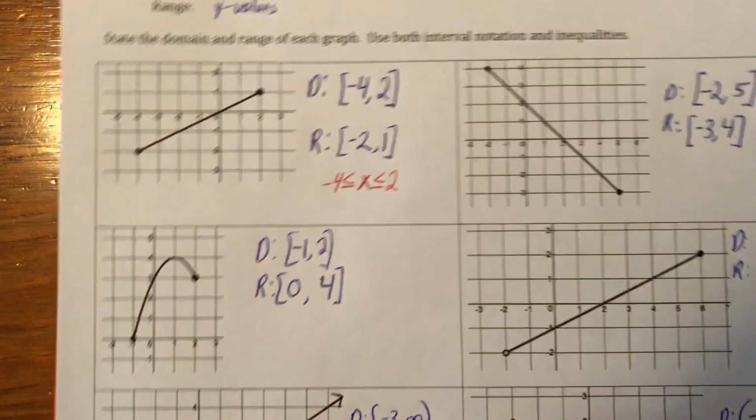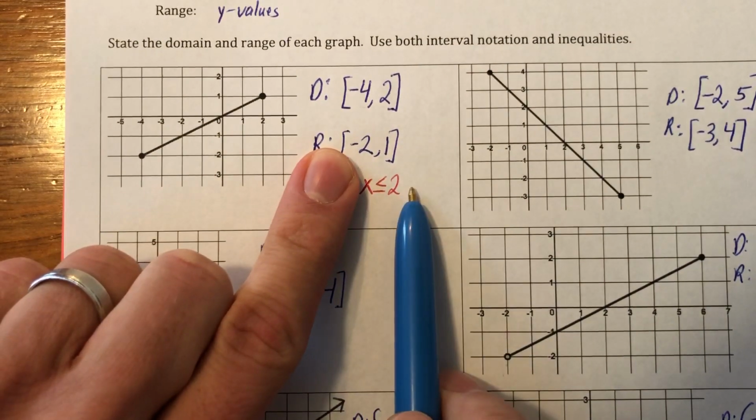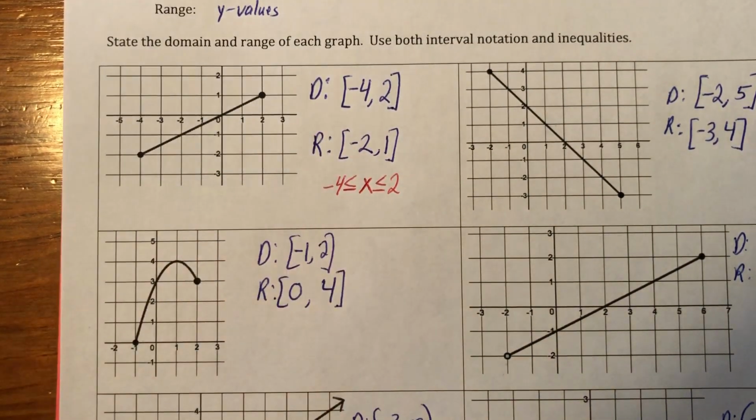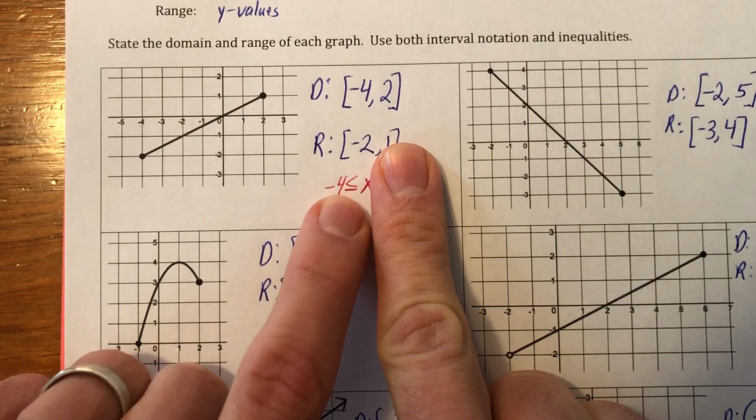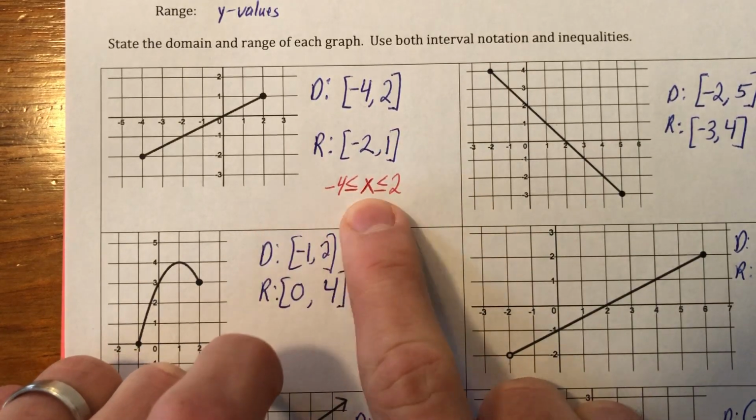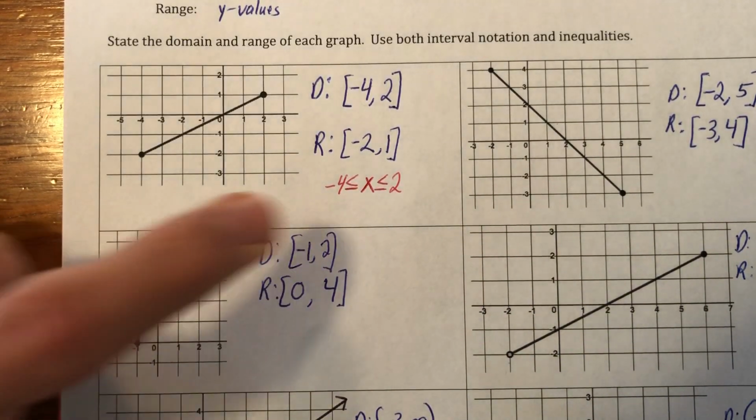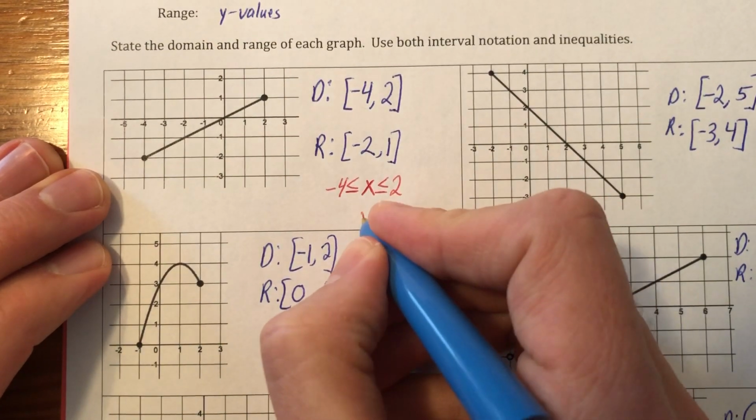So really, don't make it harder than it is. X can be less than or equal to 2. I'm going to read this backwards. X could be greater than or equal to -4, and it's sandwiched in between those two. So this is my domain, and here's my range.